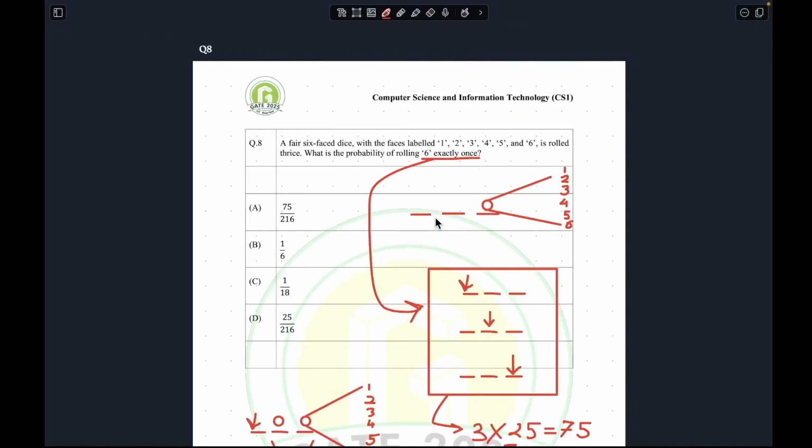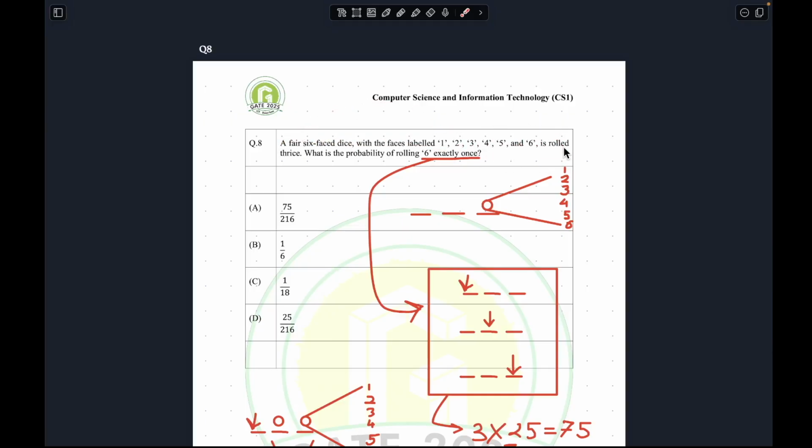The question states that a fair 6-faced dice. A dice normally has 6 faces only. The normal dice that you must have used in Ludo and snakes and ladders, all of them have 6 faces, right? And those faces have the numbers 1, 2, 3, 4, 5, 6. So this part tells about the basic assumption about the dice.